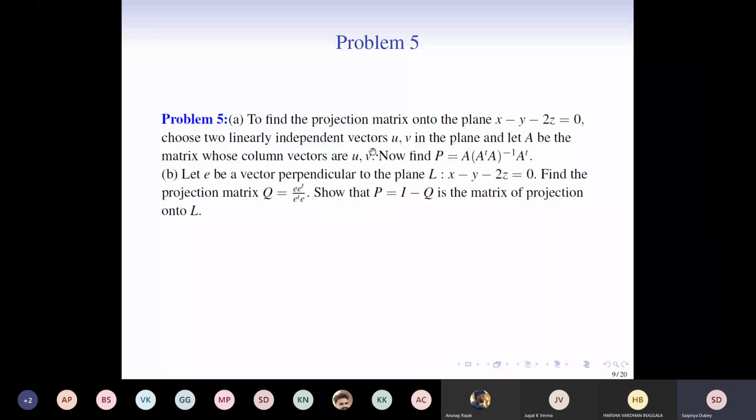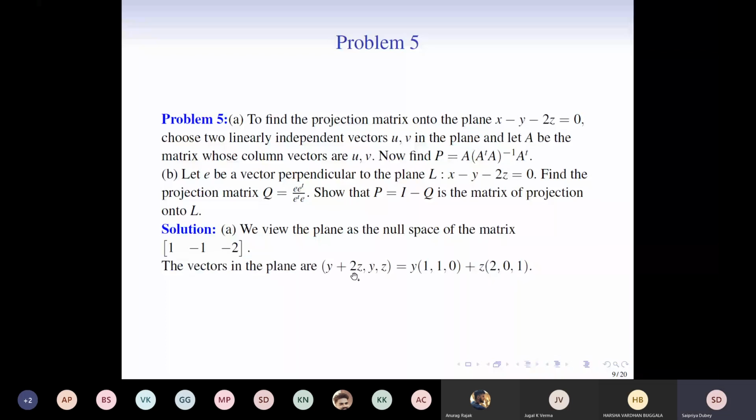Yeah? So we need to catch hold of two independent vectors in the plane. So how do we do that? How is this plane described? This plane is exactly the null space of this matrix. Yeah? And then in the last tutorial, in tutorial number 3, we had seen how we find the linearly independent vectors in the plane. So the vectors in the plane will be this. This was the computation that we did.